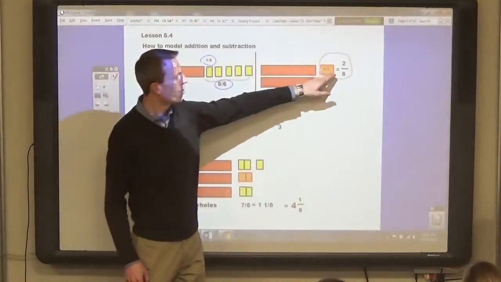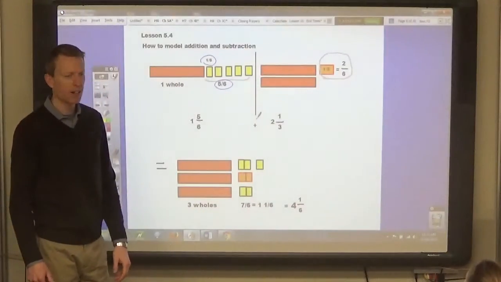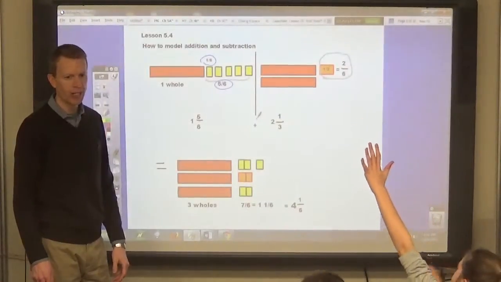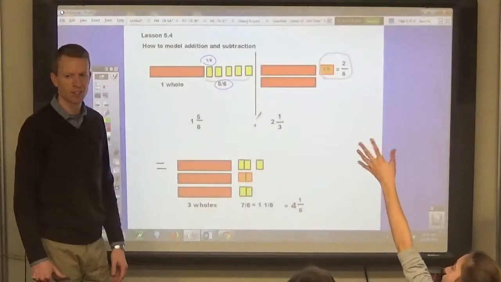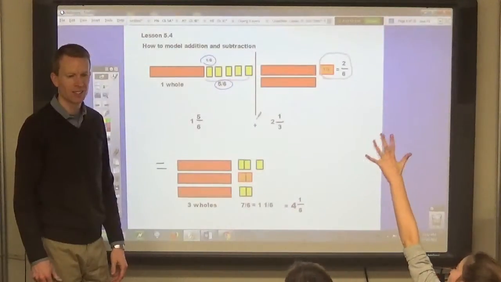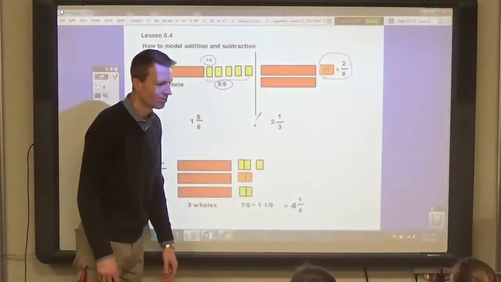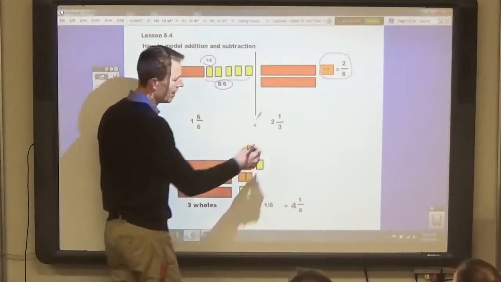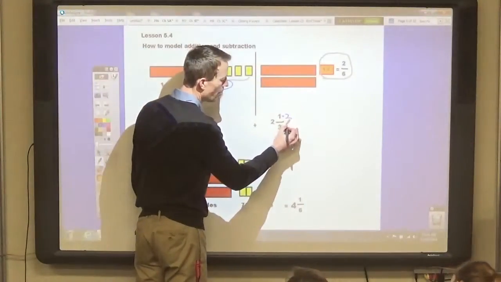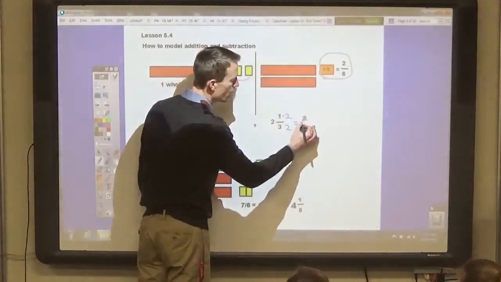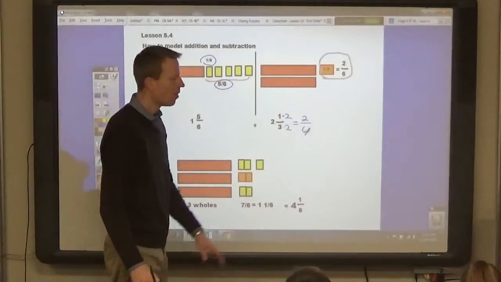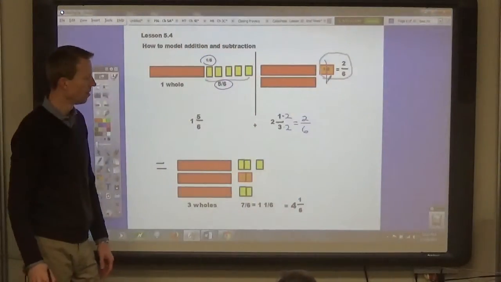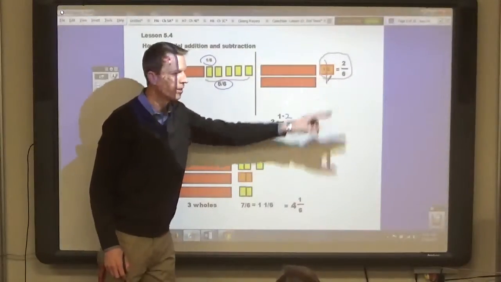Then 1/3, how could we cut that into sixths? How could we cut 1/3 into sixths? Daria. You could do 3 times 2, which is 6, and then you would do 1 times 2, which is 2, so it would be 2/6. Yep. If we did 1 times 2 and 3 times 2, you would get 2/6. When you're multiplying by 2, it's like cutting it in half. So you have 2/6 instead of 1/3.